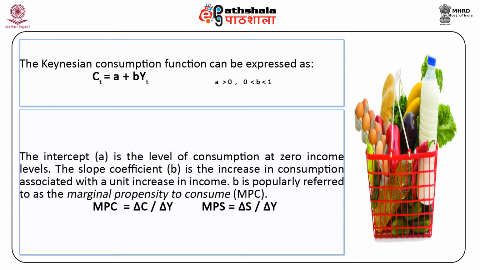The slope coefficient B is the increase in consumption that is associated with a unit increase in income. B is popularly referred to as the marginal propensity to consume or MPC.